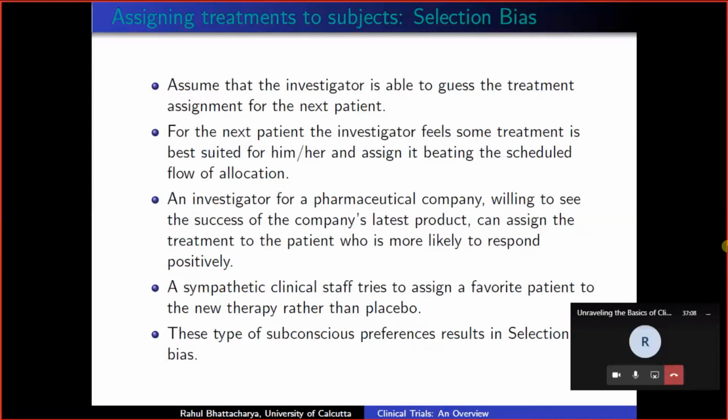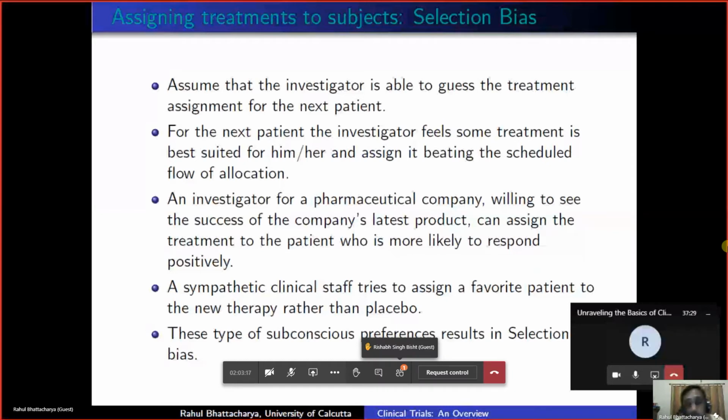These are the forms of selection bias, and if you allocate patients in this manner, you will not get comparable groups. So that's why selection bias is a very sensitive issue when conducting clinical trials. So our allocation procedures or randomization procedures should be such that they are free from selection bias.